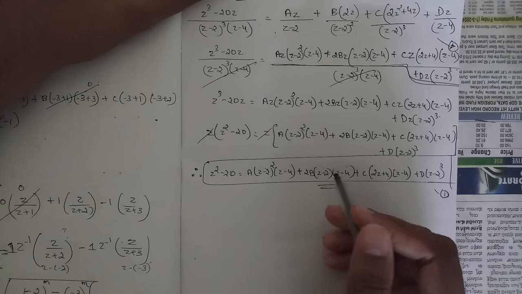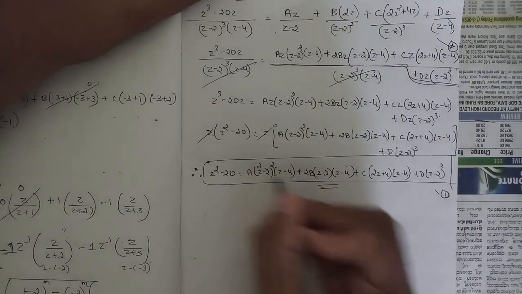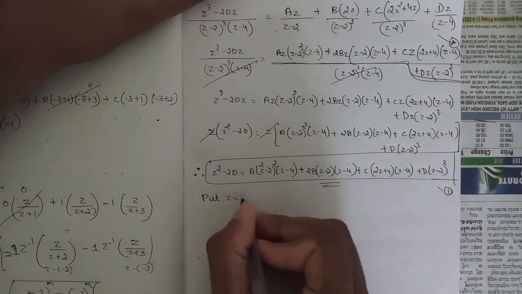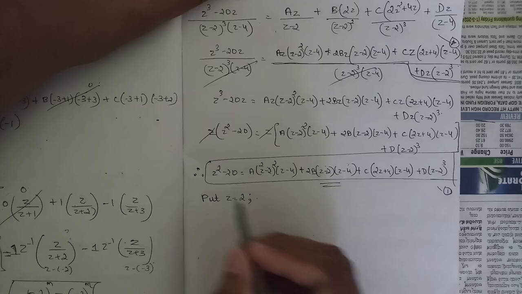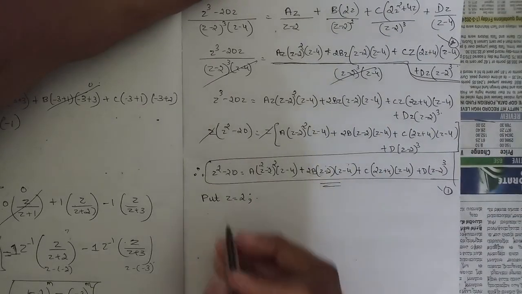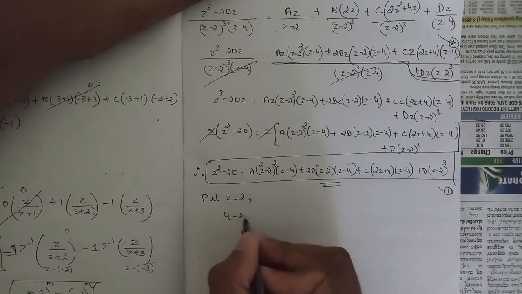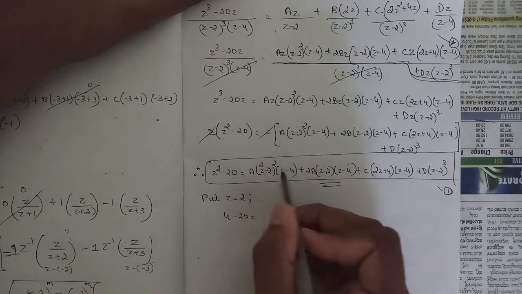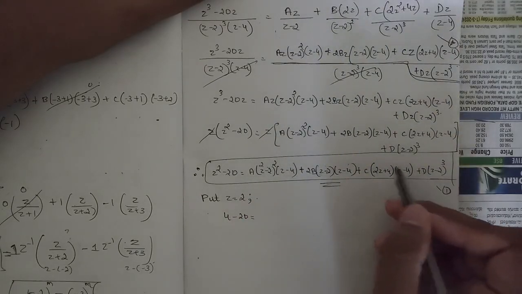In order to find the value for C, we know that z minus 2 is common, so we should put the value of z as 2 to make it 0, right? So put z equal to 2. So in the equation, I'll skip one step and write it directly. So z square minus 20, 2 square minus 20, that is 4 minus 20 equal to. So A into this term will become 0. So automatically the term left is the C term, right?